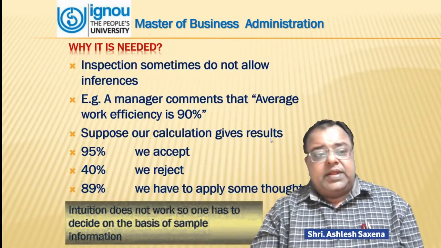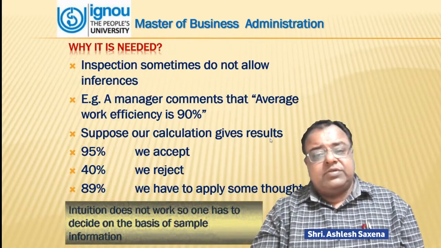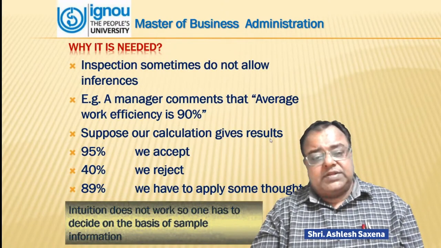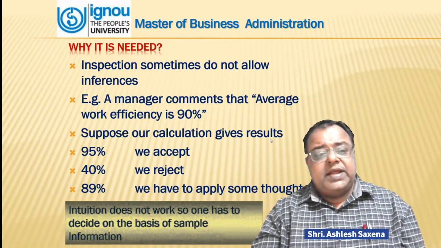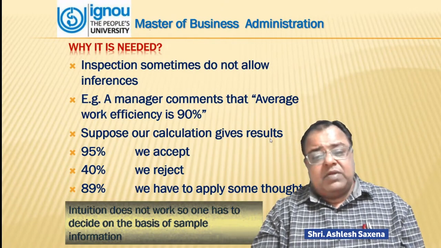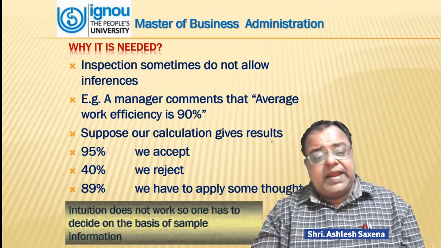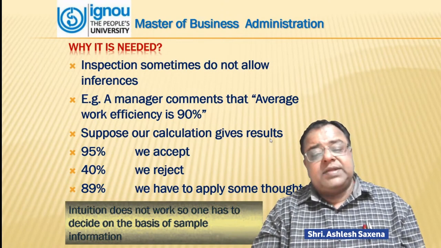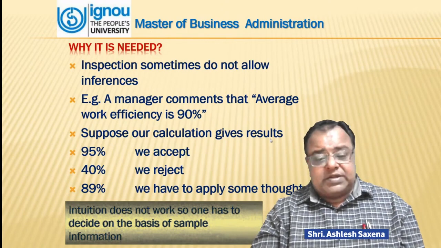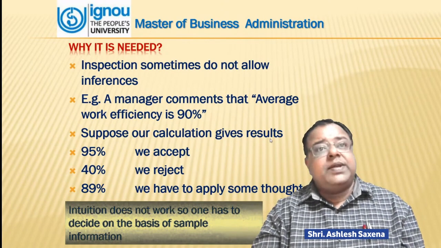What is needed? Inspections sometimes do not allow inferences. For example, a manager comments that the average work efficiency is 90%. Suppose our calculation gives the result 90% or 95%, we accept; 40%, we reject; and 89%, we have to apply some thought. So intuition does not work. One has to decide on the basis of sample information.